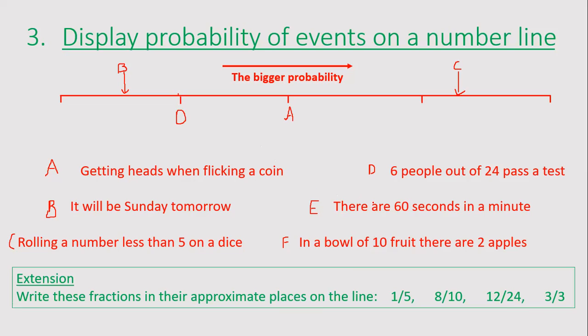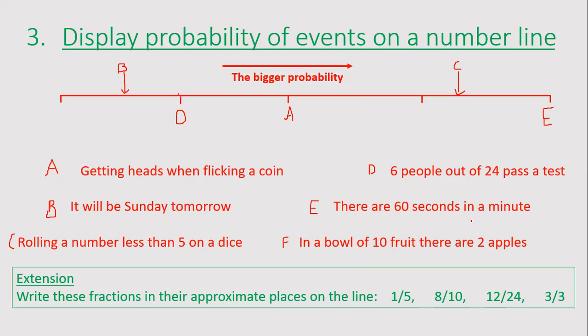E, there are 60 seconds in a minute. Well, that's definitely true, so that goes on the right side. That's E there. And F, in a bowl of 10 fruit, there are 2 apples.